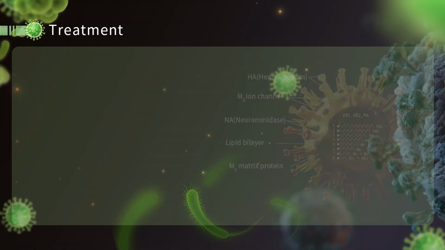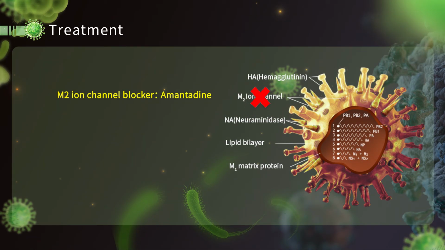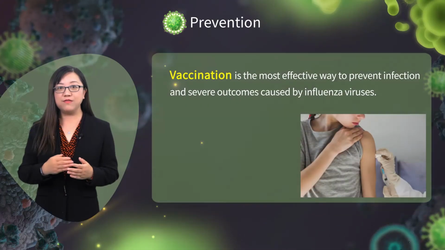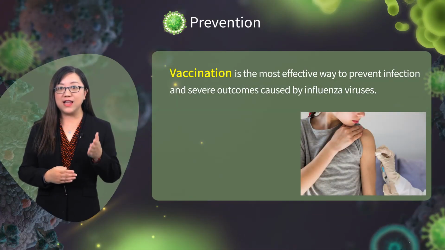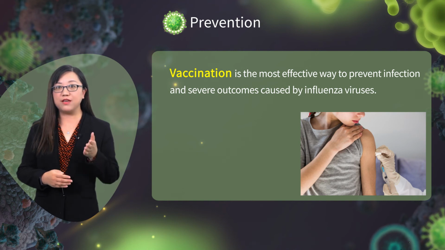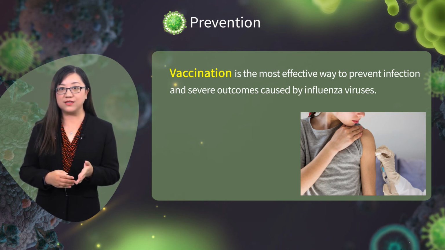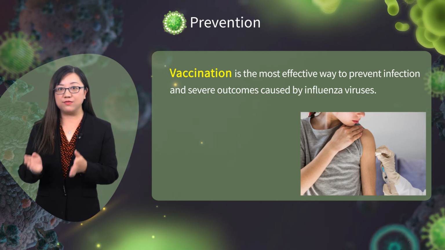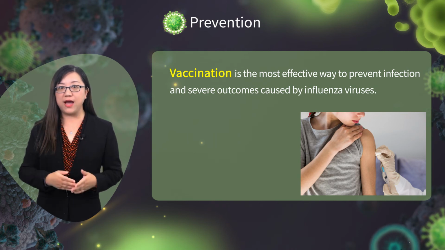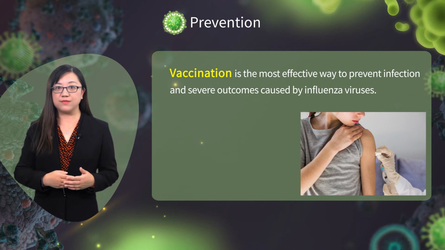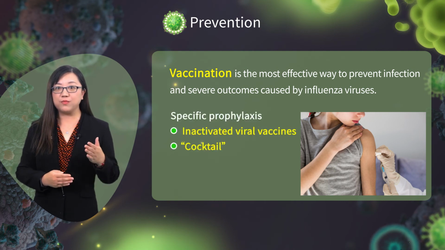As what we have learned, we use M2 ion channel blockers and neuraminidase inhibitors to treat the patients. Prevention. Vaccination is the most effective way to prevent infection and severe outcomes caused by influenza viruses. Specific prophylaxis.